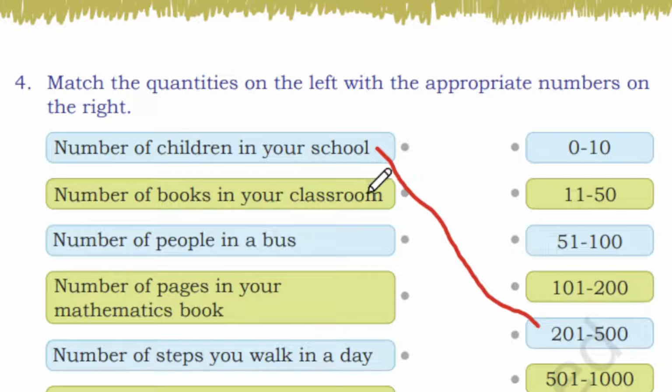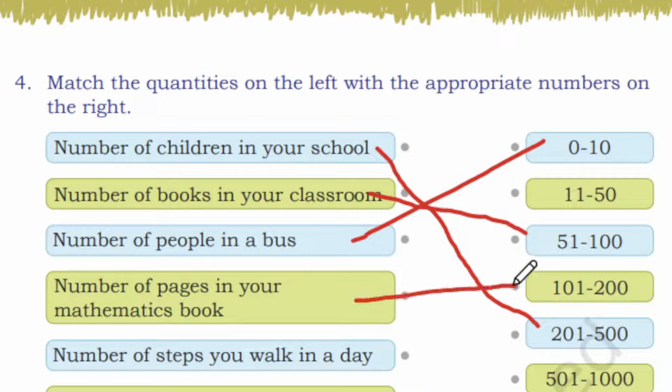Next, number of books in your classroom. The number of books in a classroom is between 51 and 100. If each child is carrying two books and there are 30 students, you can calculate 2 into 30, which becomes 60. So you can write between 51 to 100. Number of people in a bus, maybe 1 to 10 people. Number of pages in your maths magic book is like 101 to 200. Number of steps you walk in a day comes to like 500 to 1000 steps. And number of flowers in the garland, you can match like 11 to 50 flowers.